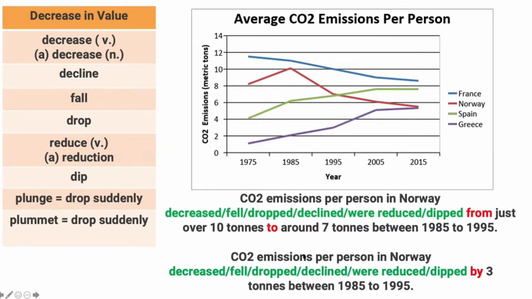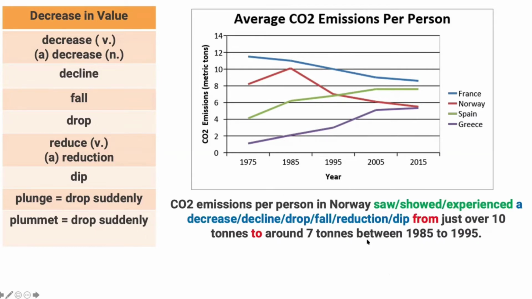Another way to say this, again, we can use our by, and it's the same thing. CO2 emissions per person in Norway dipped, for example, by 3 tons. And all you really have to do is just look at Norway, which is in red. We've got 1985 at 10 and 1995 at 7. So that is a difference of 3 tons, and that's why we would use by in this case.